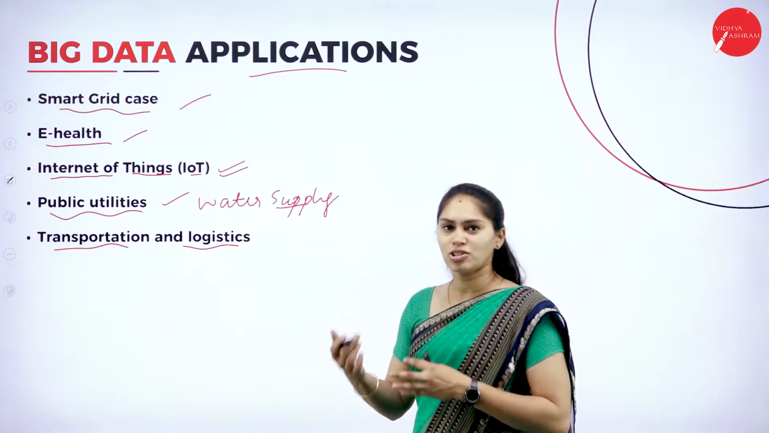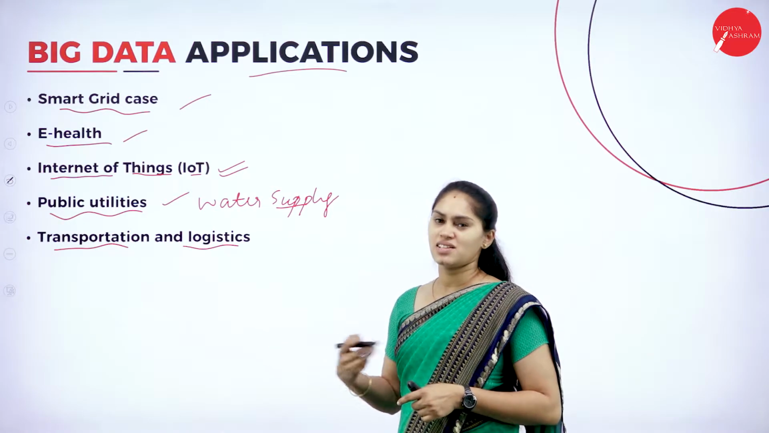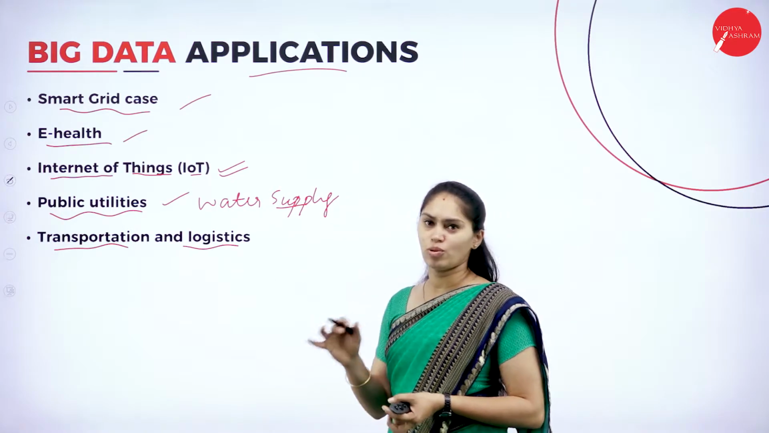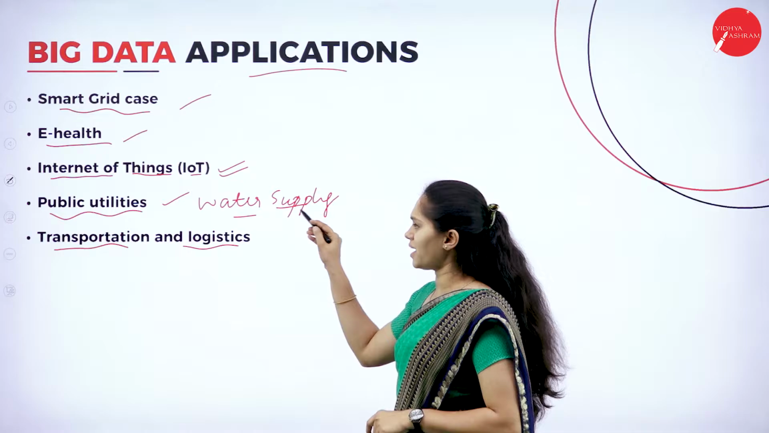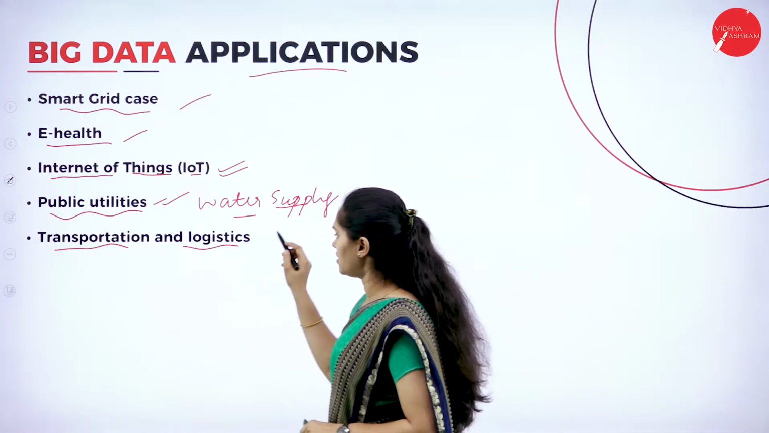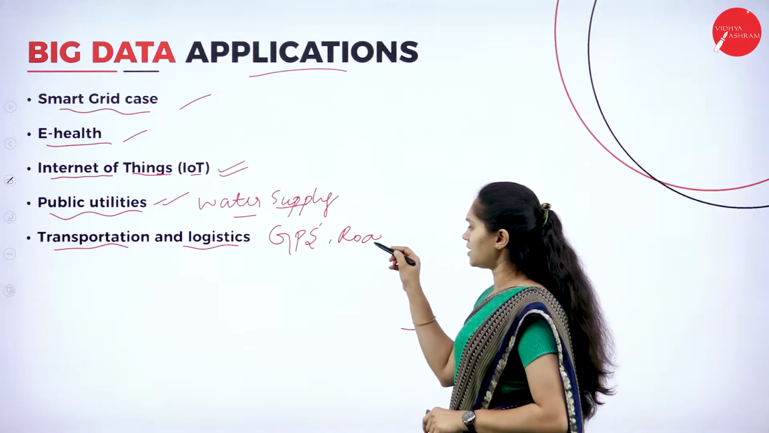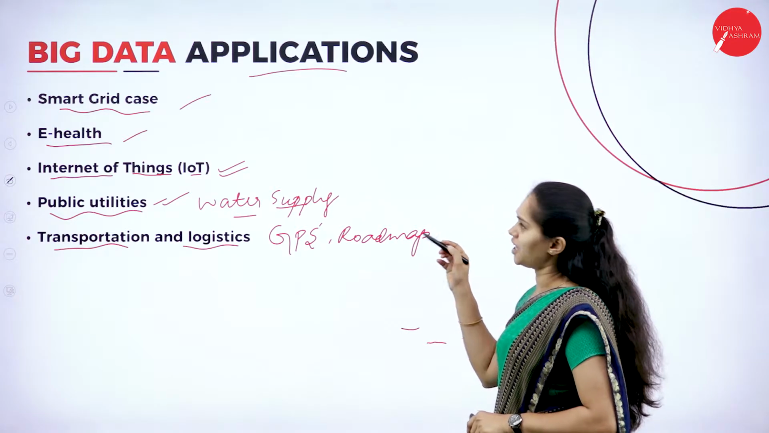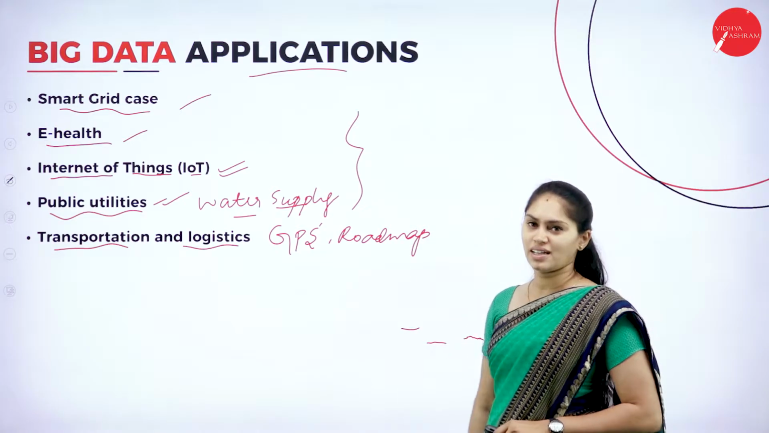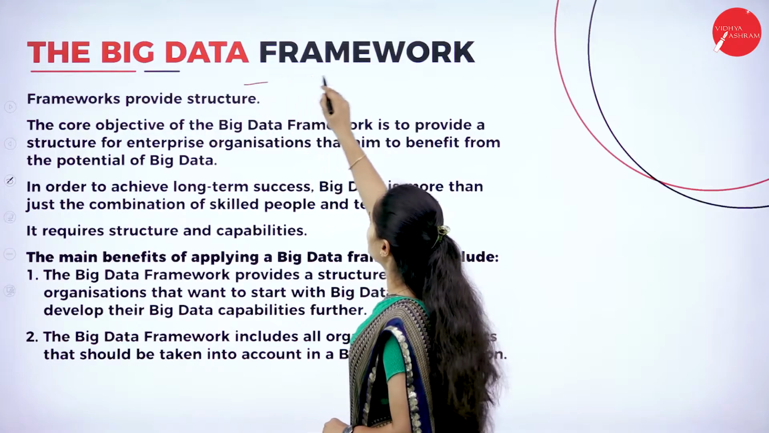At that time, who is going to inform them? There will be some sensors that will notify the main branch. Then they will come and check the leakages happening in the water pipeline connection. So water supply is related to public utilities. And also we have transportation and logistics, which will have GPS and road maps. These are the applications which can be used with the help of big data technology. I hope you all understood these big data applications. We'll see the next topic, that is the big data framework.